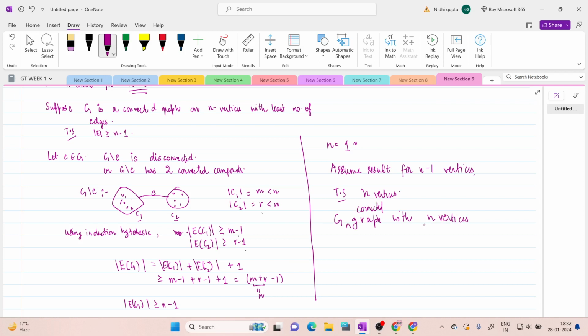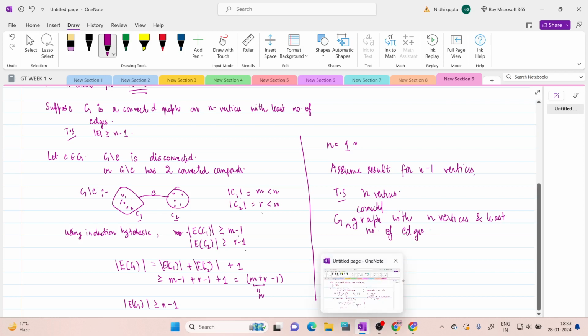G is a connected graph with n vertices and least number of edges. So now how will you prove this? C1 component with n minus 1 nodes and another node outside. And then we have to connect with one edge. So now why will C1 be connected? That is the issue, right?